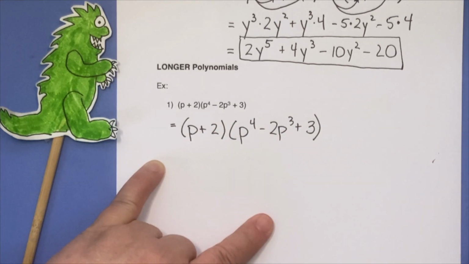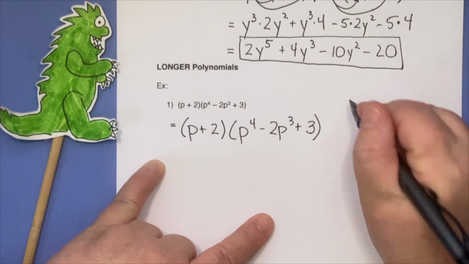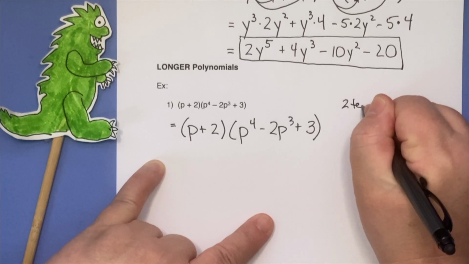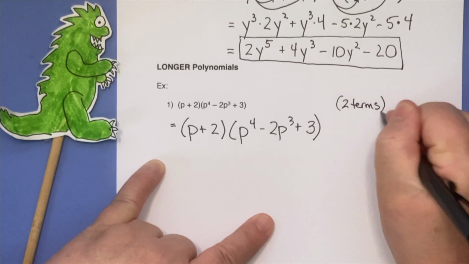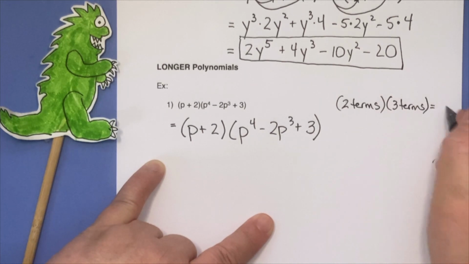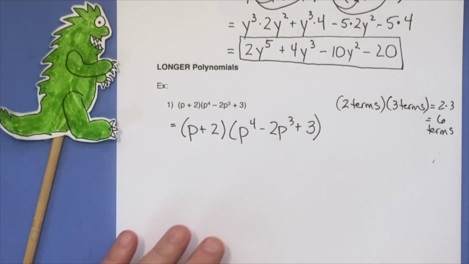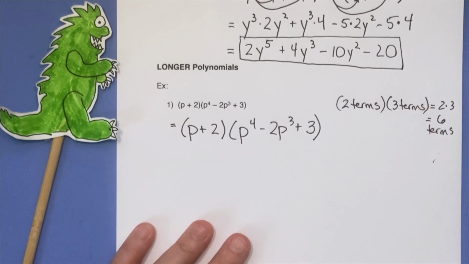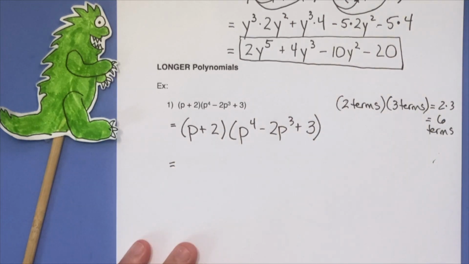A little note, you could be thinking to yourself, 2 terms multiplied by 3 terms is going to be 2 times 3, which is 6 terms. So I'm going to end up with 6 terms before I simplify. So that's something to think about in the back of your head, just to keep track in terms of the accounting. And I'm going to use this split up method.